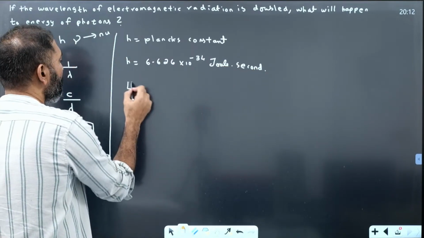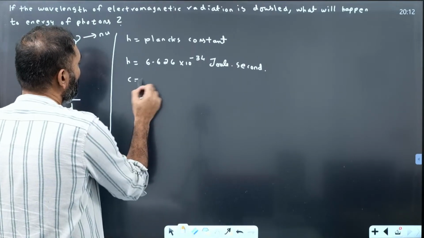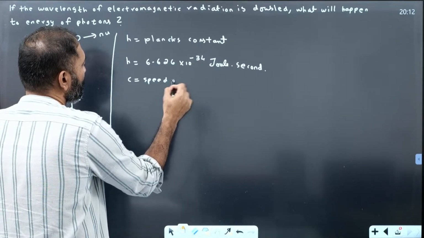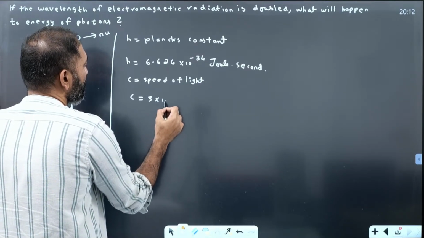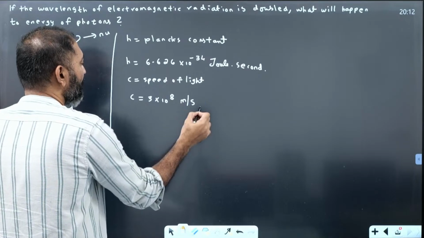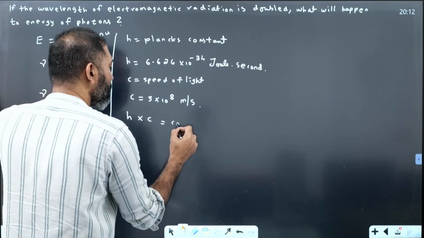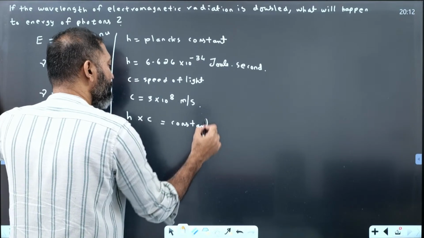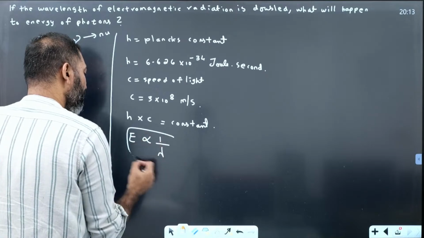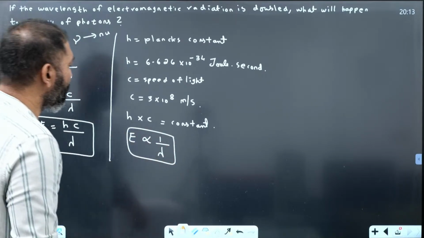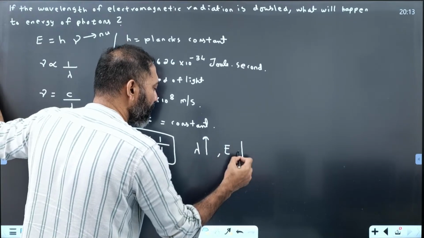So what is E? h is Planck's constant. C is speed of light, that is 3 into 10 to the power 8 meter per second. So what is h into c? h into c is a constant, because h and c both are constant. So E is directly proportional to 1 by lambda. So from this, we can understand that when lambda increases, energy decreases.